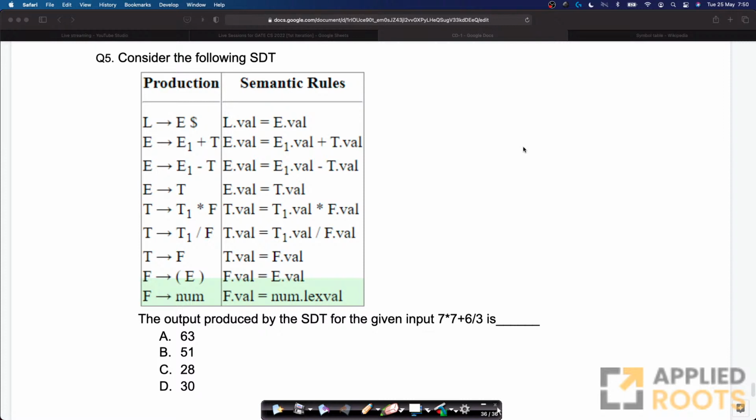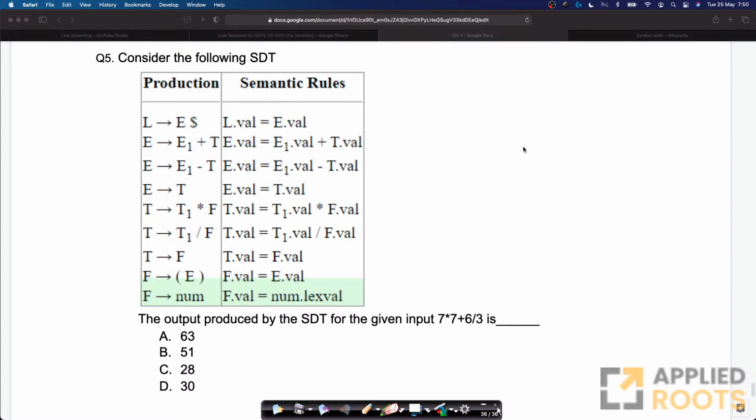Again, for most of these questions, you can take between 2 to 4 minutes in the GATE examination. But please don't worry about speed now. Please worry about accuracy, because GATE is not so much about speed like, let's say, bank exams. It's more about accuracy. If you know how SDT or syntax directed translation works, this is a straightforward problem.